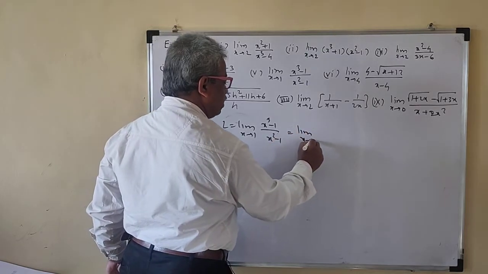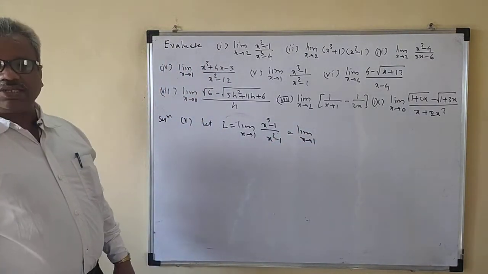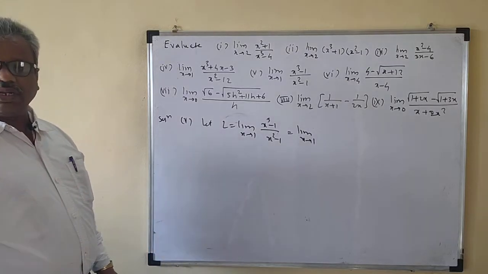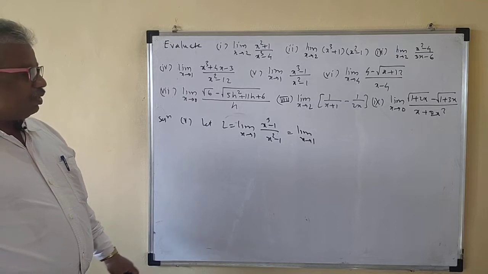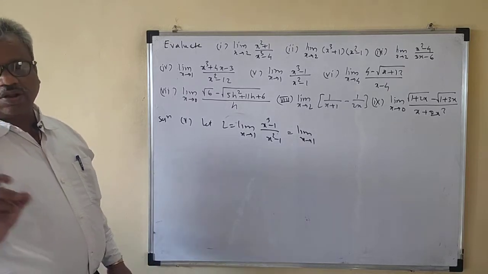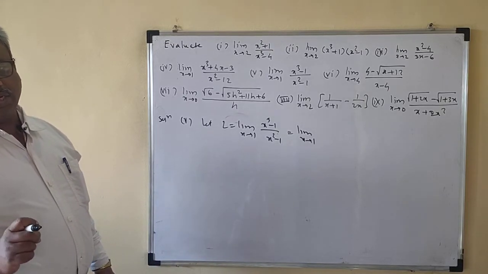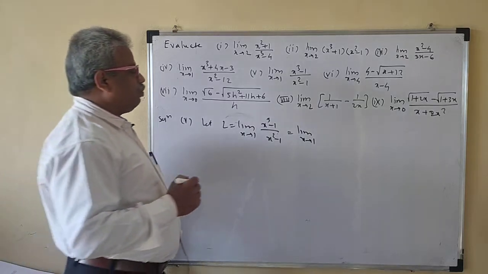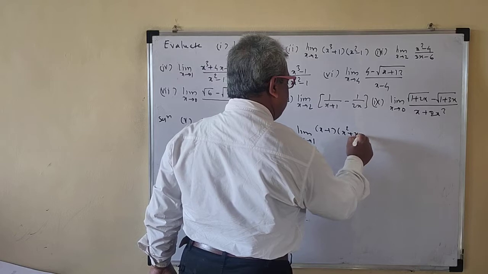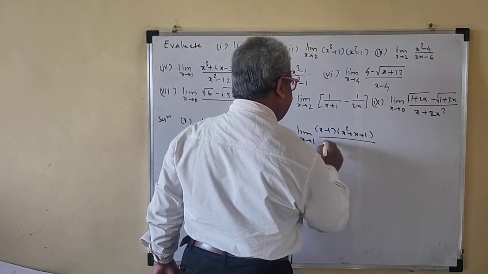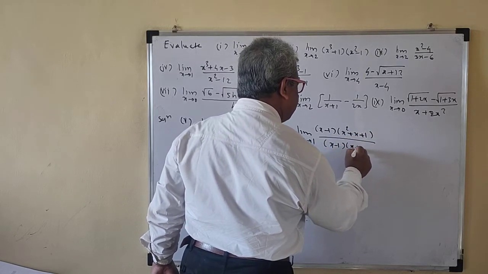So this is limit x tends to 1. Now if you put x is equal to 1 at the denominator, your denominator is 0. If you put x is equal to 1 at the numerator, the numerator is also 0. That means x minus 1 is a factor of the numerator and denominator, so you have to remove that. Okay. So we'll factorize this. This is (x minus 1)(x square plus x plus 1) upon (x minus 1)(x plus 1).